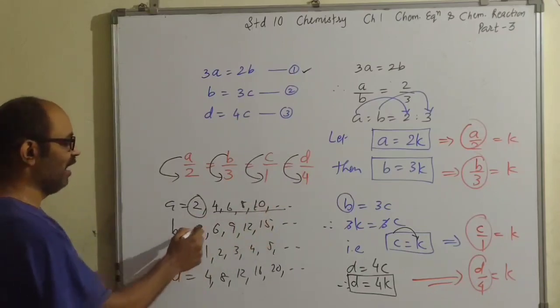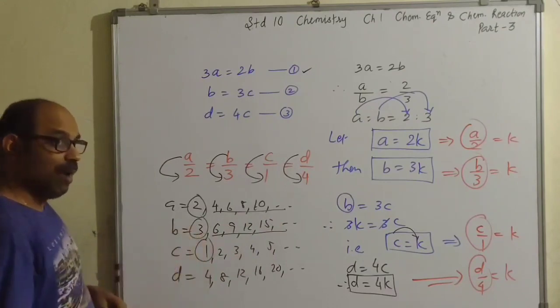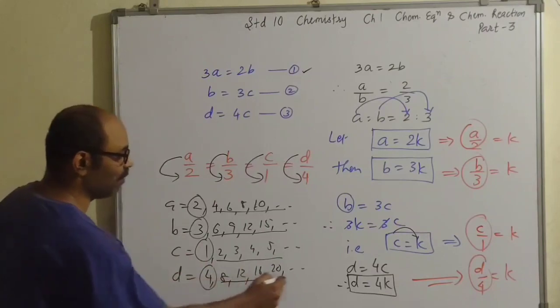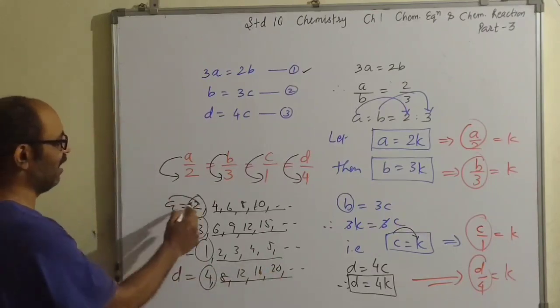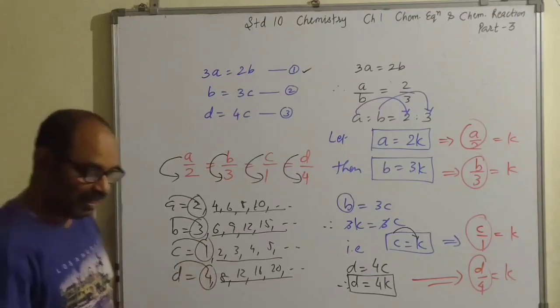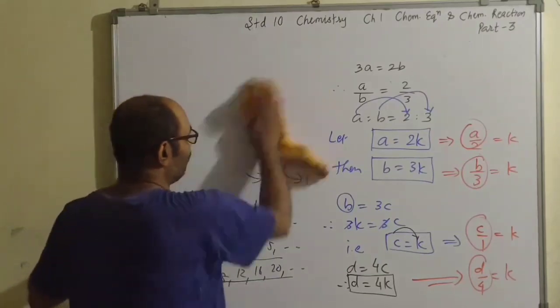What is the value of B? 3 or any multiple of 3. What is value of C? 1 or multiple of 1. What is value of D? 4 or multiple of 4. But you can take A equal to 2, B equal to 3, C equal to 1 and D equal to 4. Clear? Let's see one more example. Alright, little tougher.